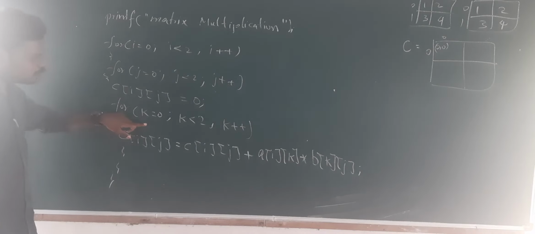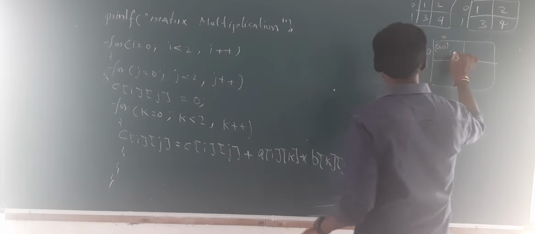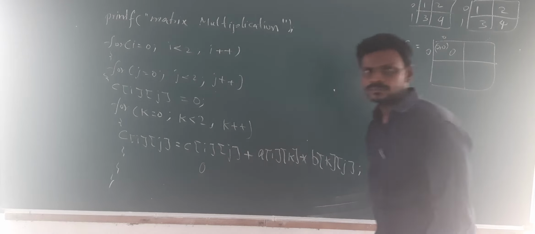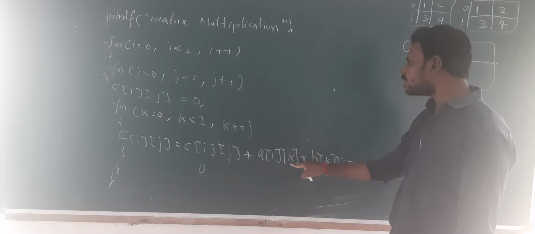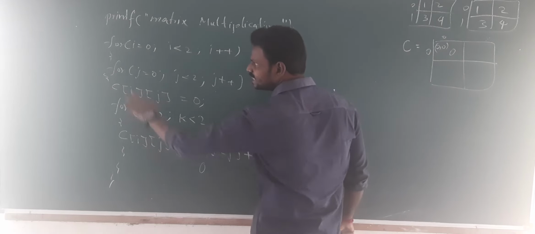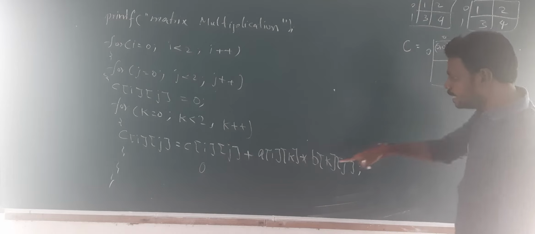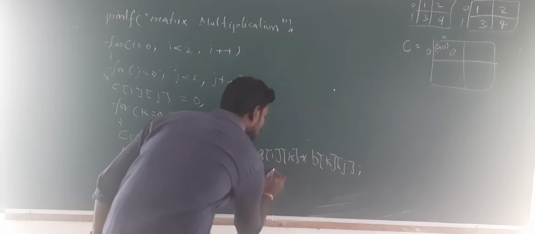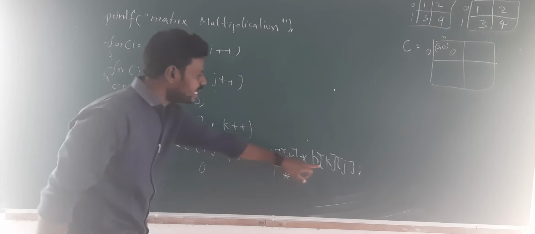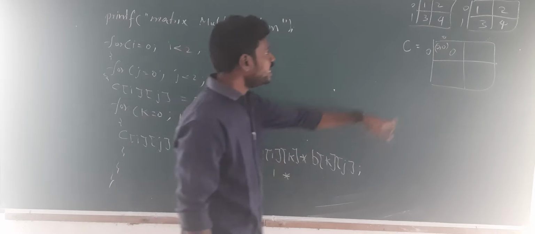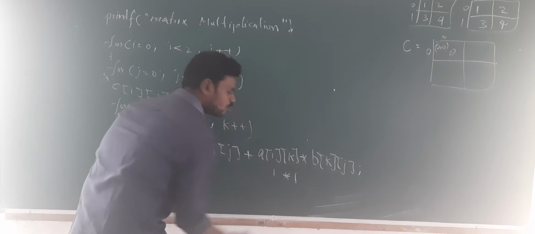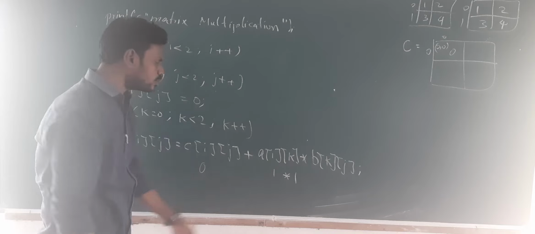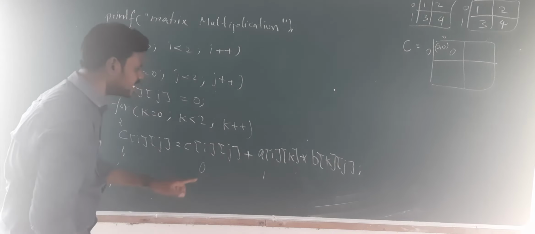And now k equals to 0, k less than 2, yes, it is true, I will enter into this. And C of ij is equals to C of ij. Ij is consisting what? 0. Now I will be placing this 0 here. And now I go for this. A of ik. K is what? 0. And I is what? 0. In A of 0, 0 we are having 1. Okay, I will be placing this 1 here. 1 into K is also 0, J is also 0. In B of 0, 0 also we are having 1. 1 into 1 will return us 1 only. And this 1 will be added with this 0.